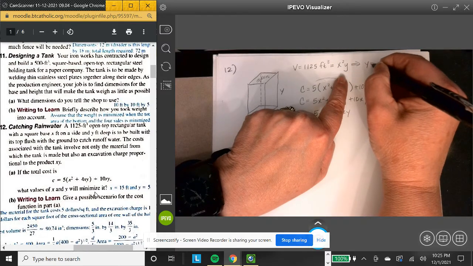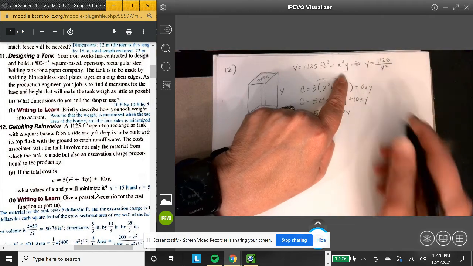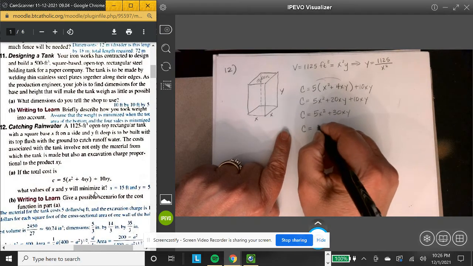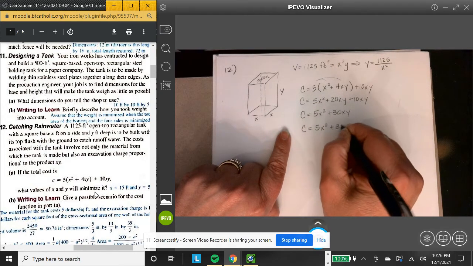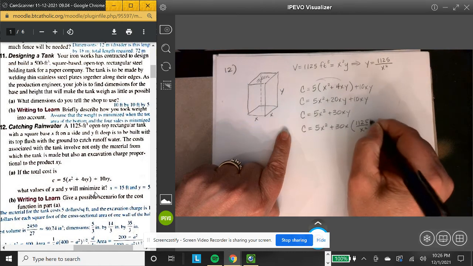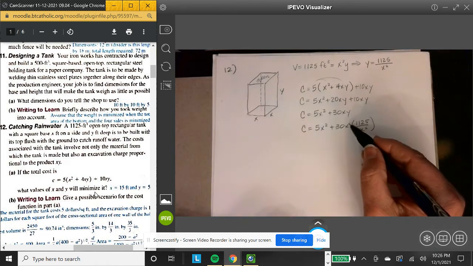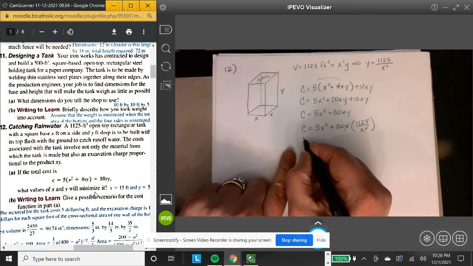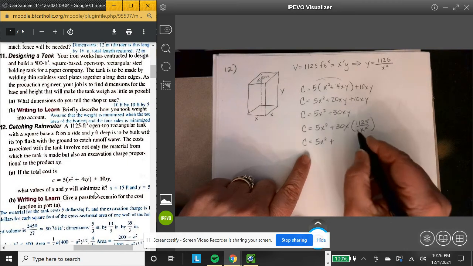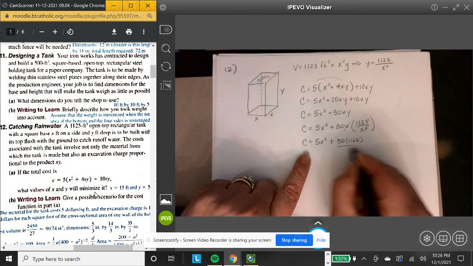So we're going to say y equals 1,125 over x squared. And we're going to take this information and substitute it in for y. So we're going to get cost equals 5x squared plus 30x times 1,125 over x squared. Now I'm going to simplify this before I do the derivative because it'll be a lot easier to do. And I'm going to get rid of 1 x here in the numerator and the denominator. We're going to get 5x squared plus, I don't know what 30 times 1,125 is, so I'm just going to leave it. And this is over x.